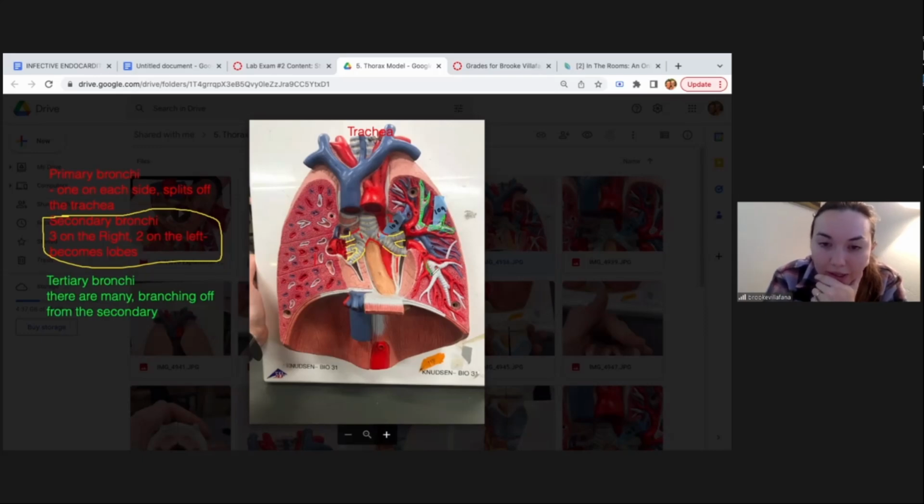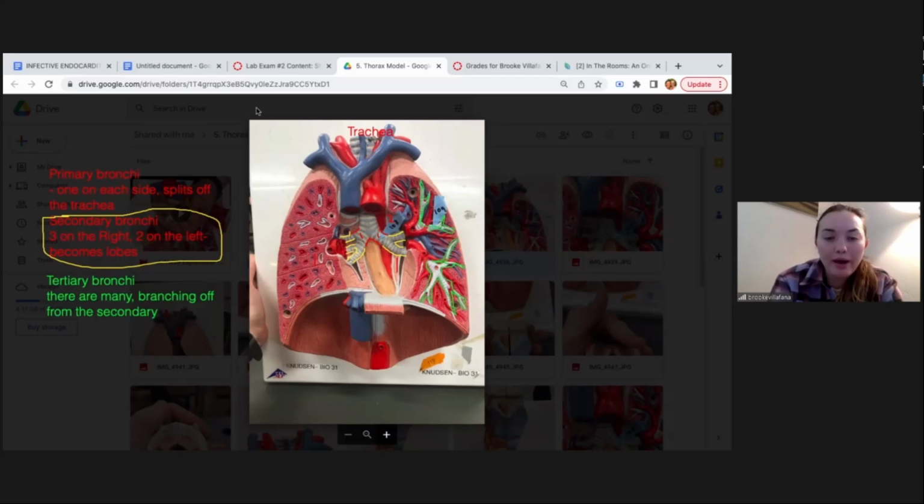And on Monday, when we talk about the lungs, we'll talk about kind of more anatomy of the tertiary bronchi. So all of these guys would be tertiary bronchi in your lungs. That makes sense? Primary, secondary, tertiary.